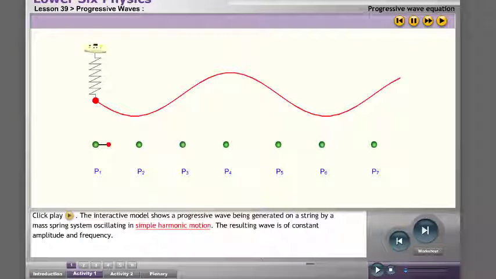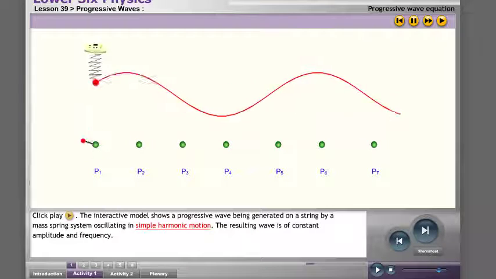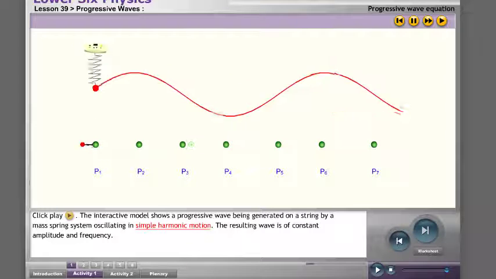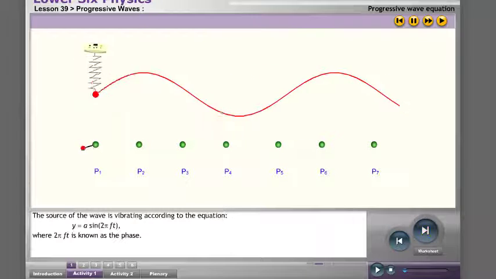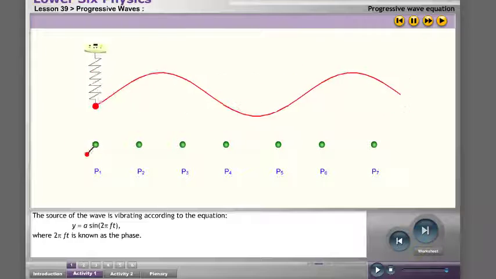Click play. The interactive model shows a progressive wave being generated on a string by a mass spring system oscillating in simple harmonic motion. The resulting wave is of constant amplitude and frequency. The source of the wave is vibrating according to the equation y equals a sine of 2 pi ft, where 2 pi ft is known as the phase.